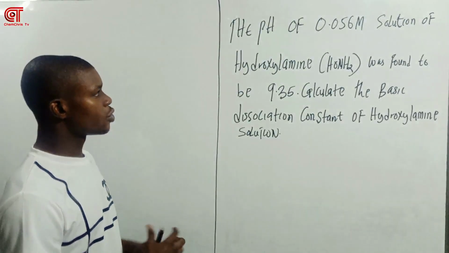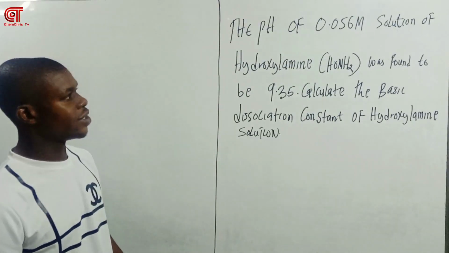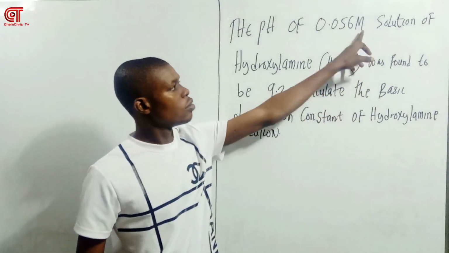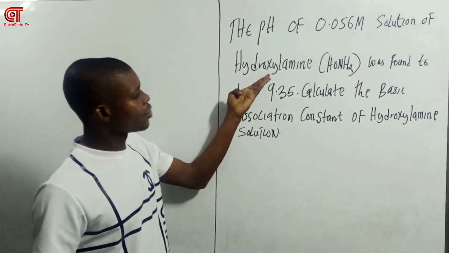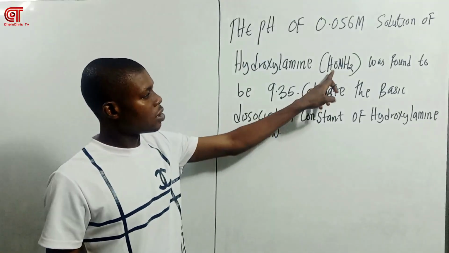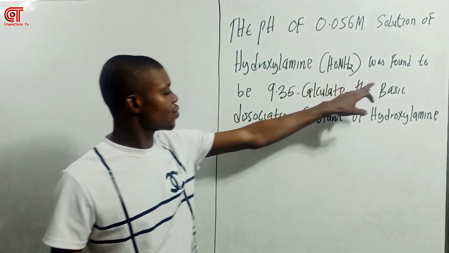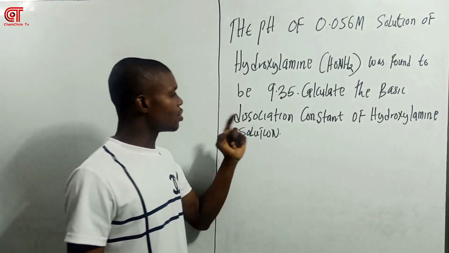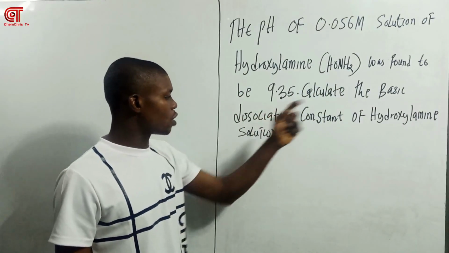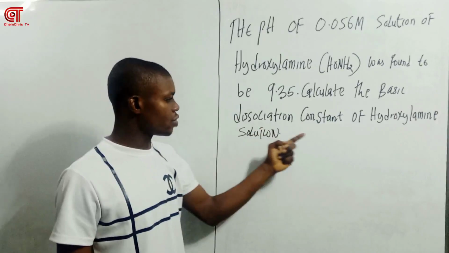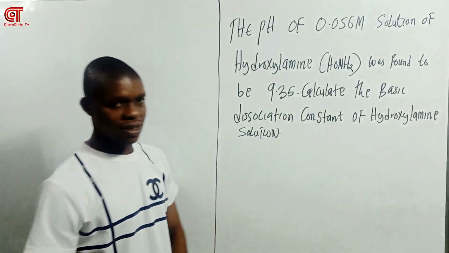The question says: the pH of a 0.056 molar solution of hydroxylamine, HONH2, was found to be 9.35. Calculate the base dissociation constant of the base.